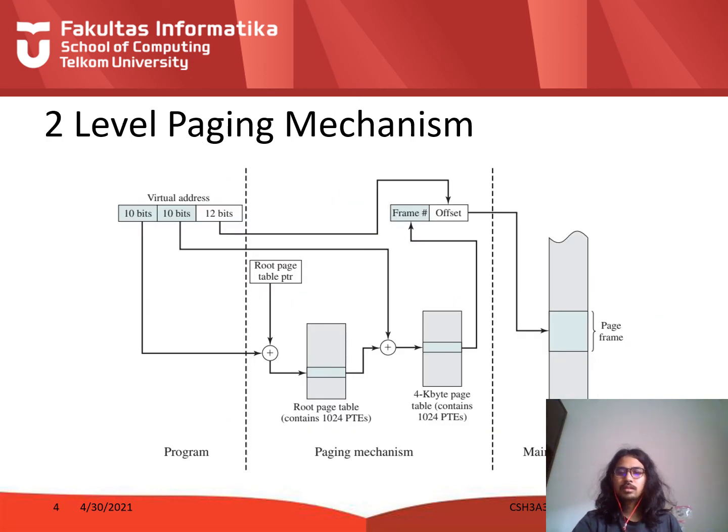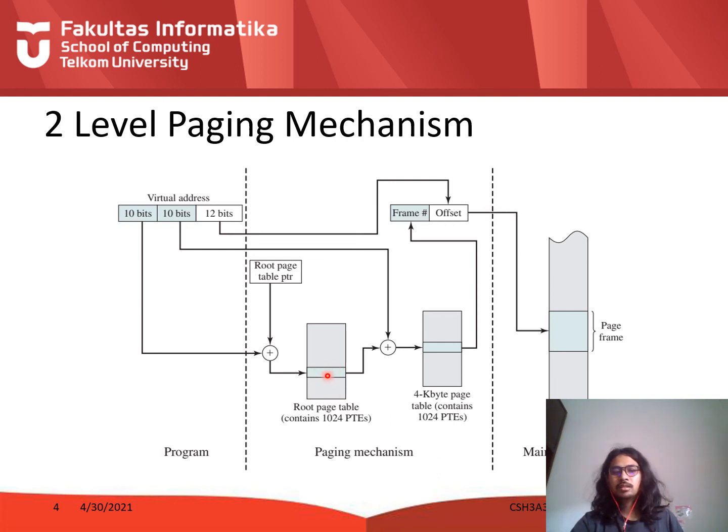And this is the mechanism of a two-level paging system. Like before, we said we have two levels, and each level has 10 bits to address because there are 2 power 10 page tables. So here the 10 bits go to the root page table, and it finds the virtual address of the page table. So a page table addresses another page table.